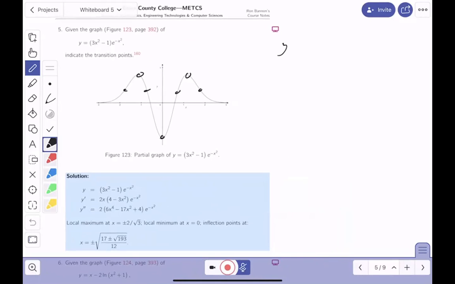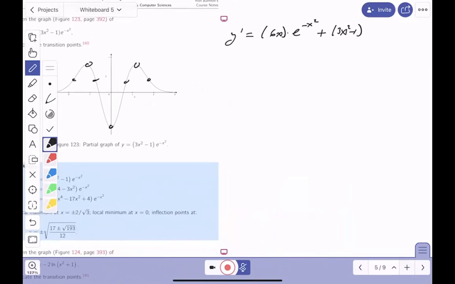So let's write down y prime. And what's that going to be? Well, the derivative of the first function, it's easy, right? 6x times the second function, e to the minus x squared, plus the first function, 3x squared minus 1. We'll check the key later. Times the derivative of the second, which is e to the minus x squared times minus 2x.